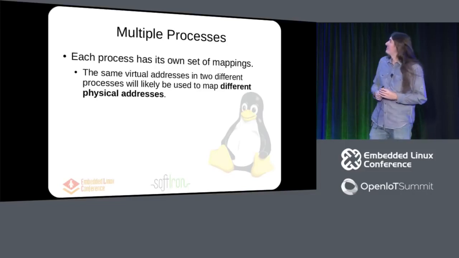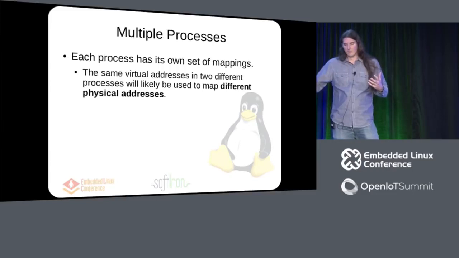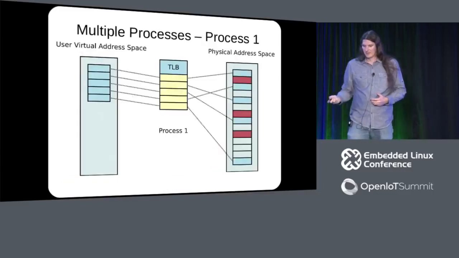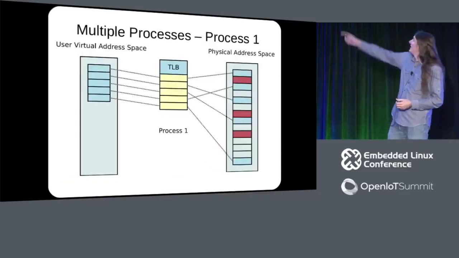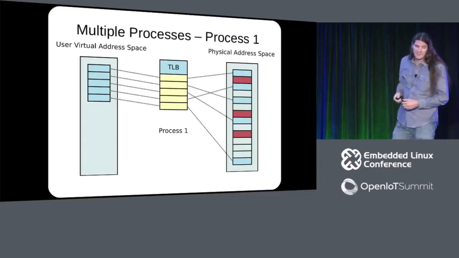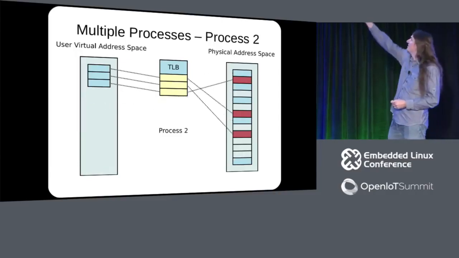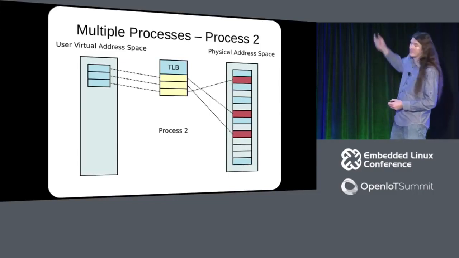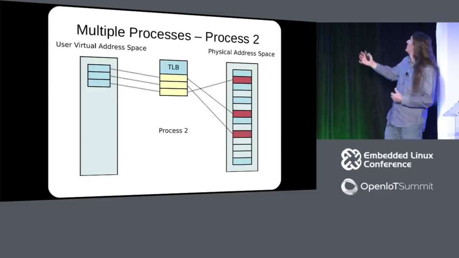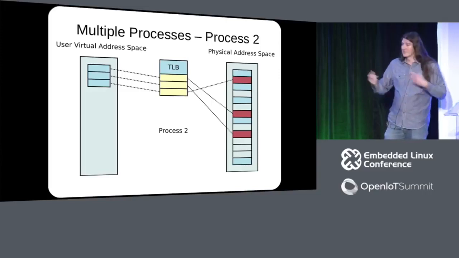So each process has its own set of mappings, of course, and the same address in two different processes will almost certainly map to different physical addresses. So we can see that here. We have process 1. We have memory mapped on the left side in virtual space. And we have the blue boxes mapped in physical space. Process 2, we can see that we are using the same virtual addresses, and they're mapped to the red boxes. So we're using the same virtual addresses to represent different physical frames of RAM. And this is, of course, very common.